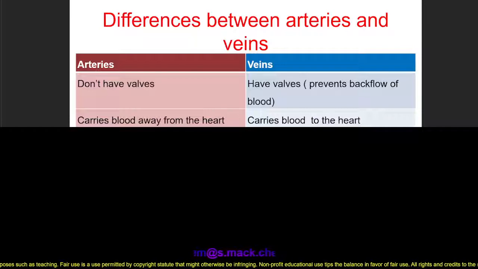Arteries are also said to carry blood away from the heart, for example, the aorta or the pulmonary arteries, versus veins which carry blood to the heart, for example, the vena cava or the pulmonary veins.